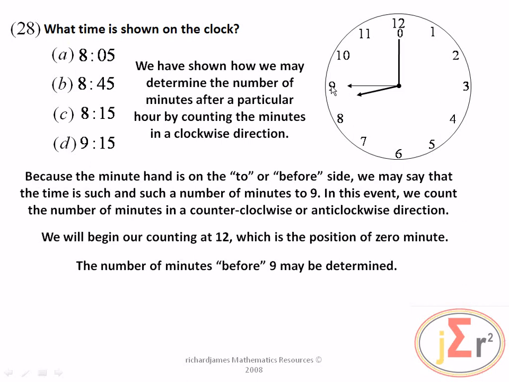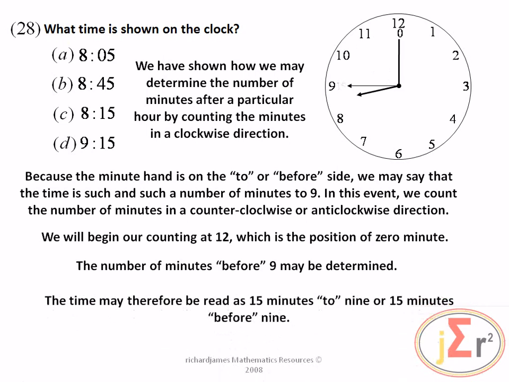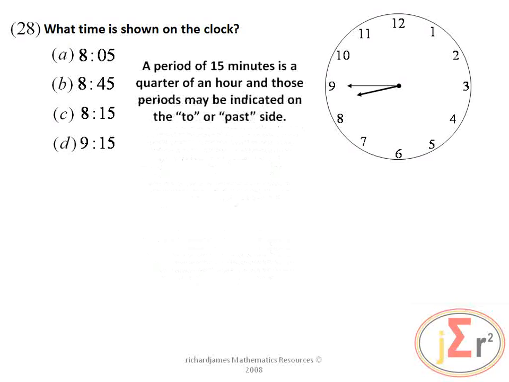That is for the minutes. So we have 5, 10, 15. So the time may therefore be read as 15 minutes to 9 or 15 minutes before 9. A period of 15 minutes is a quarter of an hour, and those periods may be indicated on the to or past side. So if we have our hand right here, because it is a quarter of an hour, we know that that is a quarter to 9.